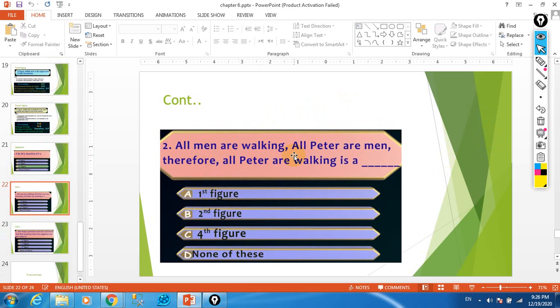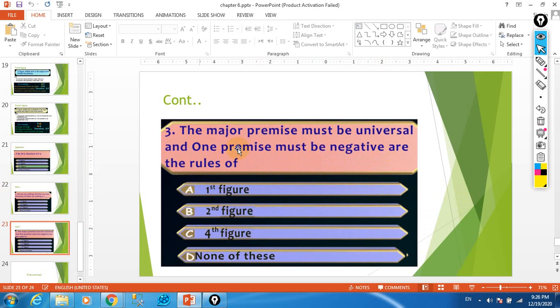All men are walking, all Peter are men, therefore all Peter are walking. Is a dash. Which figure is this? Here, the major premise is universal positive. Therefore all Peters are walkers. So here, which figure have we used in this?